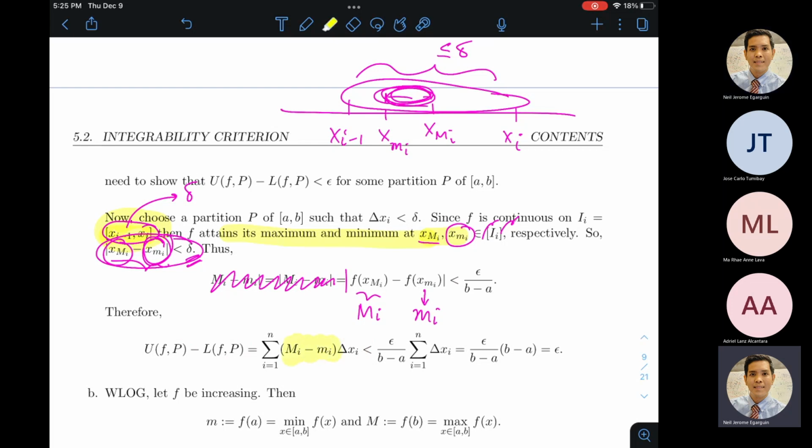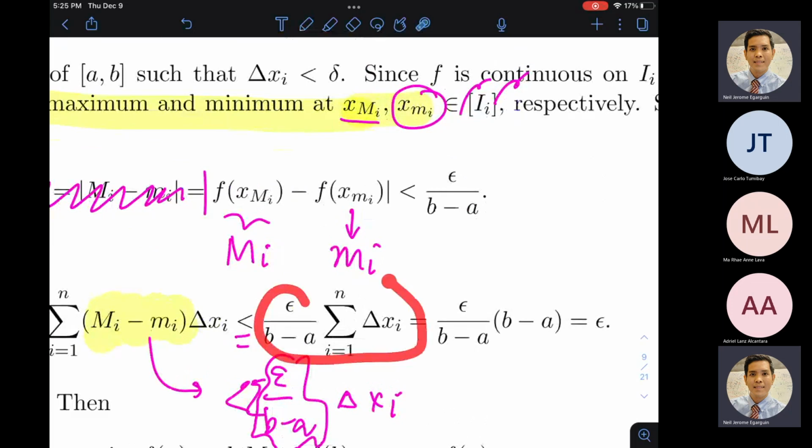Now, ito, alam ko na ito ay laging mas maliit. Yung capital Mi minus little mi ay laging mas maliit sa epsilon over b minus a. So, pwede ko siyang palitan ng epsilon over b minus a and get a smaller number. Actually, it is a strictly smaller number. Tapos, ito ay constant. So supposedly, meron ka dyan delta x sub i summation. Ito ay constant with respect to the index of the summation. So yung epsilon over b minus a can jump out of the summation and we'll get this guy.